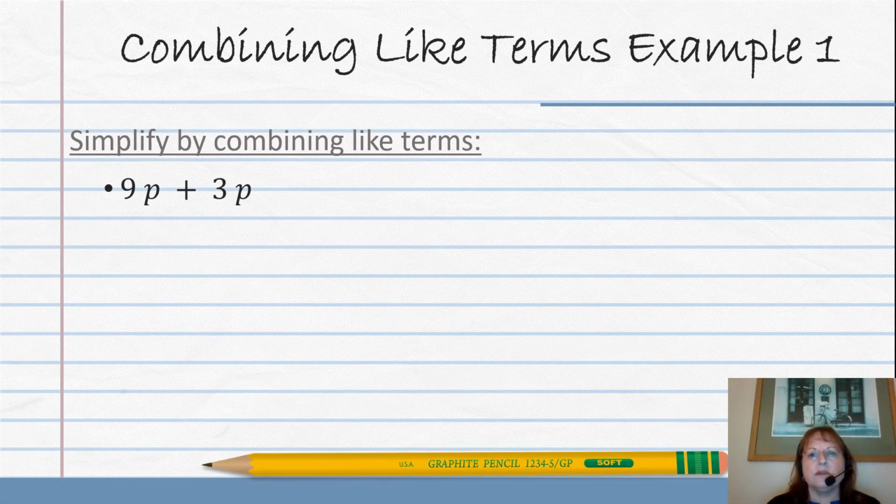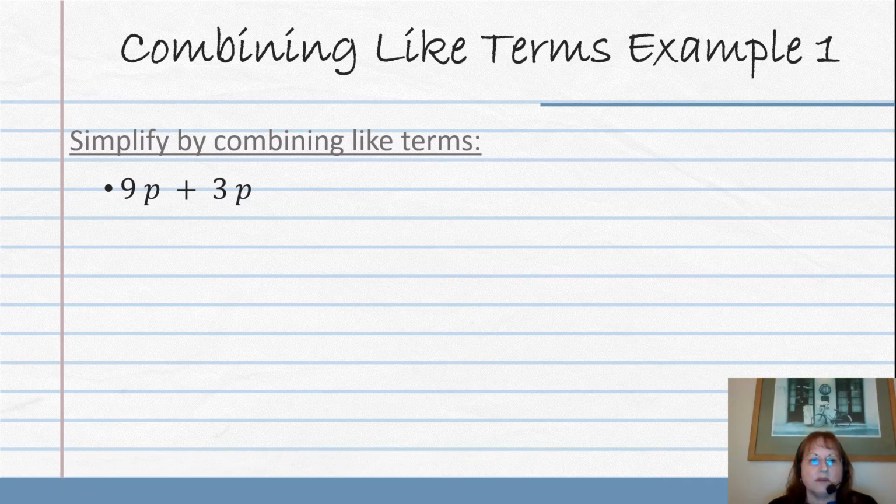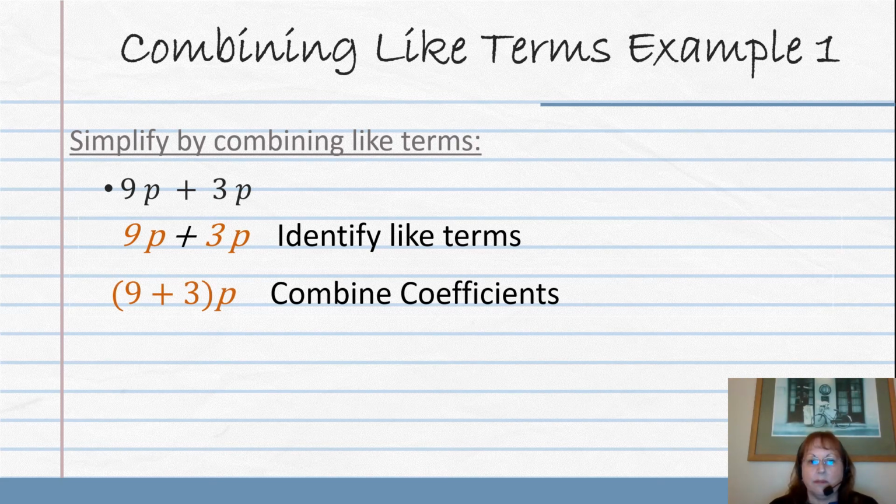So we're going to do a couple examples, three of them, and the first one is really simple because it's just 9p plus 3p. Well, 9 and 3 of the same thing. We're just going to identify that they are like terms. We're going to combine those coefficients, 9 plus 3, and 9 plus 3 is 12, so we have 12p.